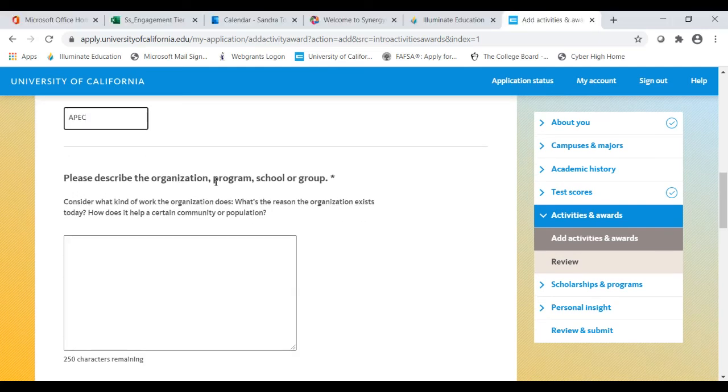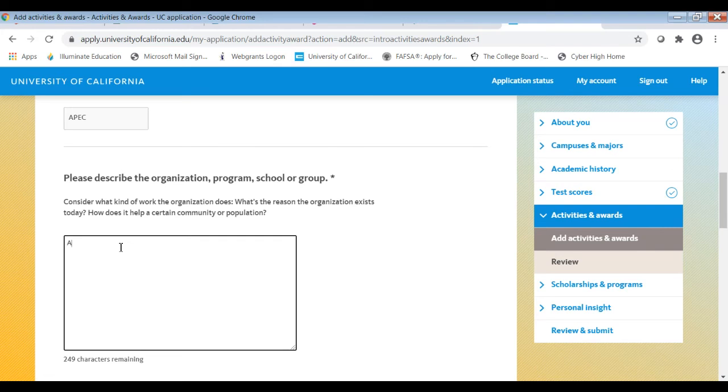Now, please describe the organization, program, school, or group. I'm not going to go into detail just because of time. You guys have been here for almost 2 hours already. So I'm going to make it brief, but please ask questions if something doesn't make sense to you. So here, what's the reason the organization exists today?